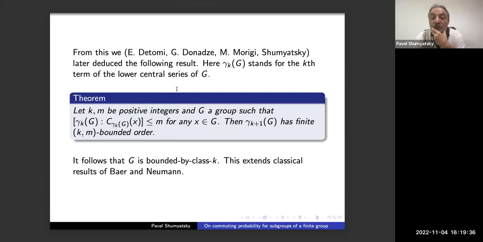We deduced the following result that provides a criterion for a group to be finite-by-nilpotent. Here gamma sub k of G stands for the terms of the lower central series of G. We proved that if k and M are positive integers and G is a group such that every element of G has centralizer in gamma sub k of index at most M, then the next term of the lower central series of the group is finite and has (k,M)-bounded order. So in particular, it follows that G is bounded by class k. Class k means nilpotent of class at most k. This extends several classical results of Baer and Neumann. In particular, Bernard Neumann's BFC theorem can be obtained from this, just taking k equal to 1.